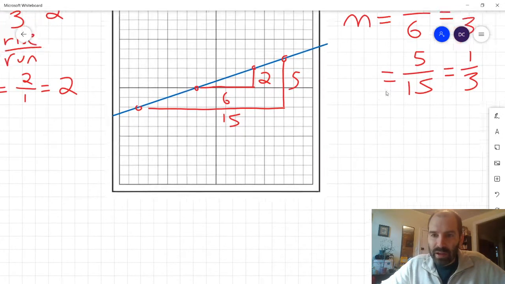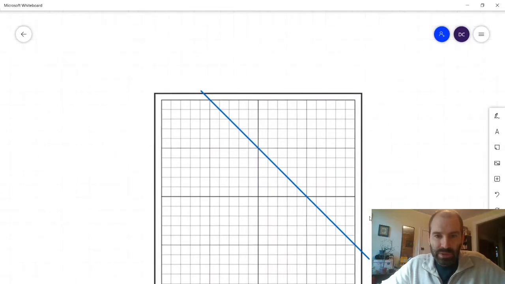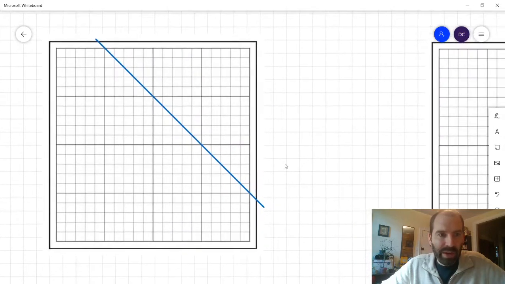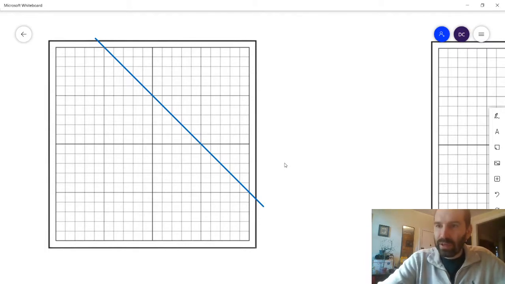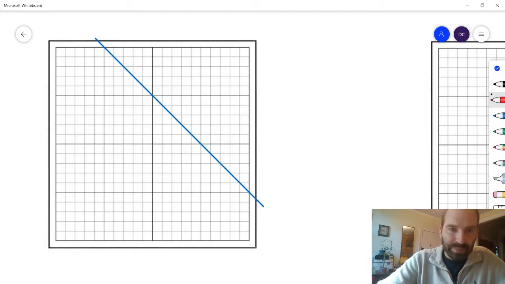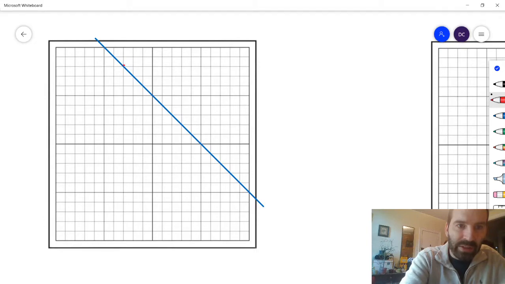Okay, let's go look at another one. Let's look at this line over here. Here we have a line that's decreasing from left to right. So let's see what's going to happen. I'll take a couple points on my line, this one over here and this one over here, and look at rise and run.